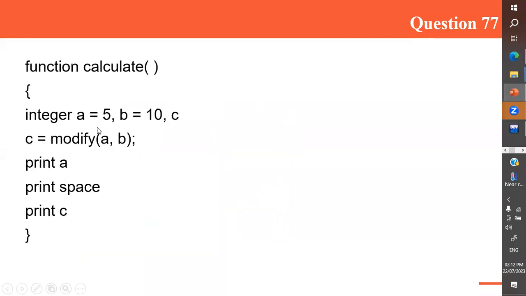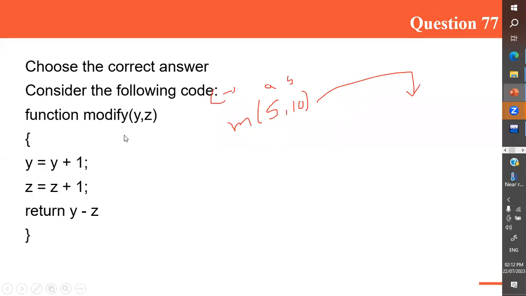First, we have a call. We are calling a function called modify 5, comma 10. So modify of 5, comma 10 we are calling. So what are the values here? Here are A and B values. A value is 5, B value is 10, in the calculate function. Now we are passing it into the modify function. In the modify function, they are y and z. That means y value is 5, z value is 10.